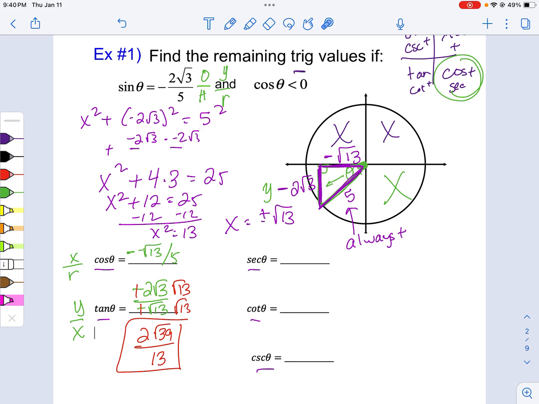Now, one of the things we can question ourselves is if we're in quadrant 3, all students take calculus, tangent should be positive, and we had a positive tangent value. Cosine shouldn't be positive, so I had a negative value up there.